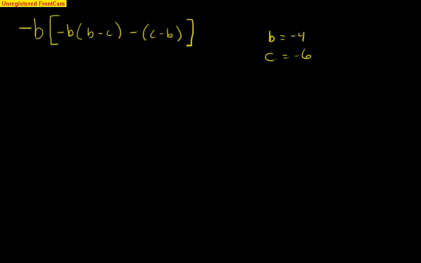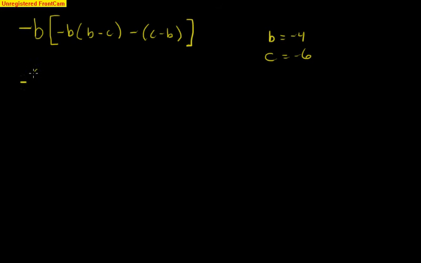Do one more example. We've got the opposite of b times the quantity b minus c minus the quantity c minus b. So we're going to have to simplify this whole thing and then eventually multiply it by negative b. So as we rewrite, negative b is going to kind of stay by itself outside the parentheses until we get this simplified. First we plug in.